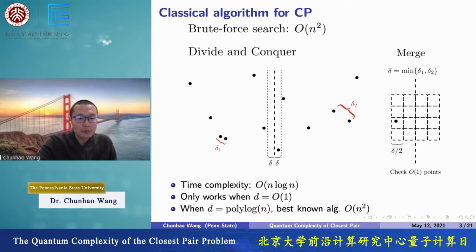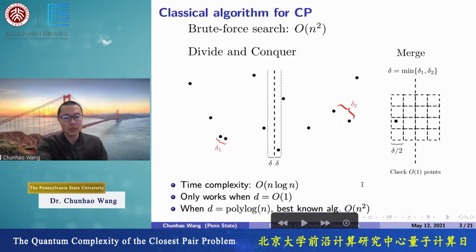For higher dimensions, the best known approach is to do brute force search. For higher dimensions, whatever trick you know, it's always slower. It's always no better than this brute force search, the n squared algorithm.